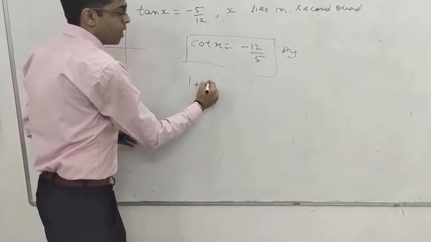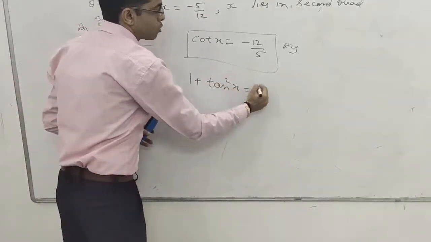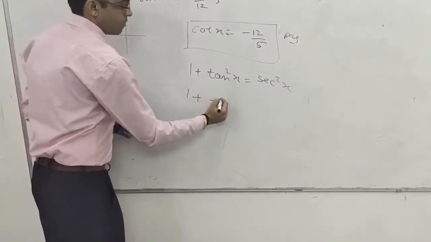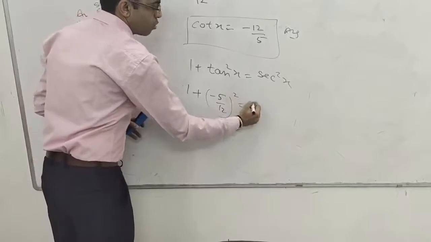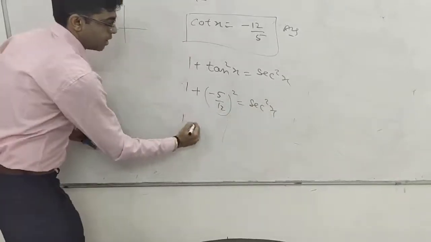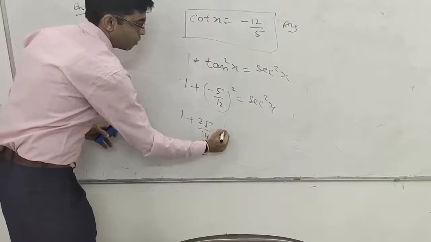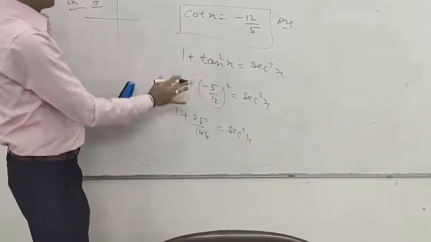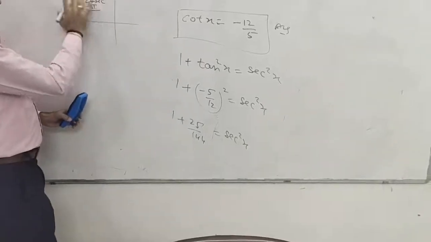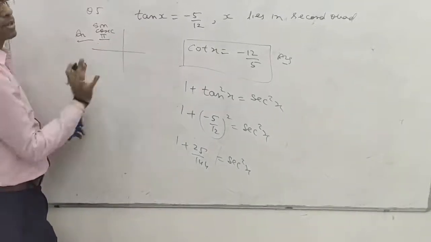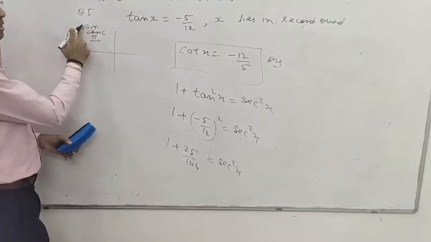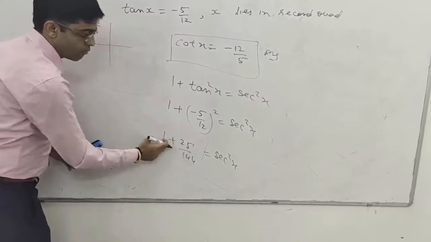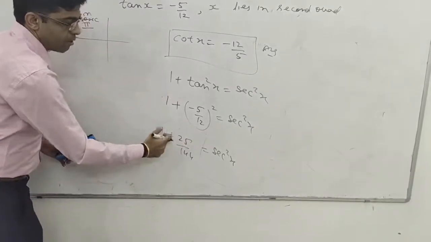The second identity is 1 plus tan square x is equal to sec square x. So 1 plus minus 5 upon 12 squared is equal to sec square x. This is 1 plus 25 upon 144. There may be two values that can come, but we have to choose the value according to the quadrant. You have to give answers according to the quadrant, not without thinking. The answer of sin and cosec should not come negative. It will be positive. So this will be 144 plus 25 after taking LCM.